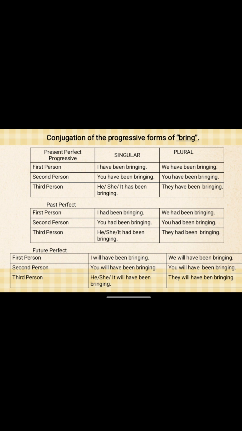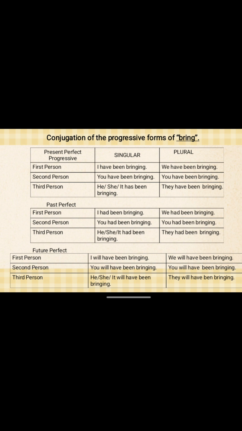So first person, I had been bringing. Second person, you had been bringing. Third person, he, she, it had been bringing. In the plural, we had been bringing. Second, you had been bringing. Third, they had been bringing. So last, we have future perfect progressive.